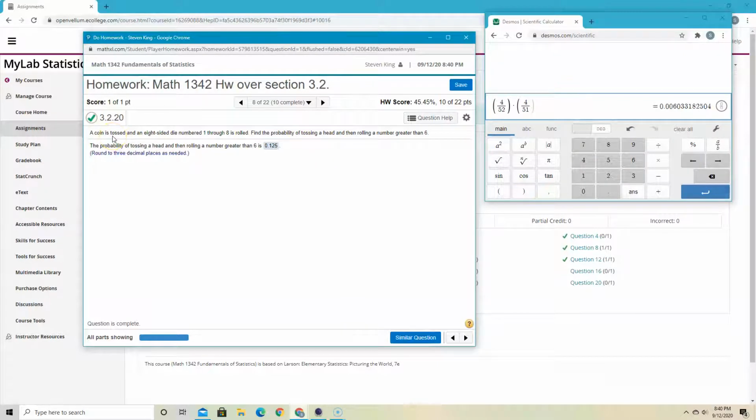So what's the first event? Not selecting a card, but toss a coin. And then the second event is you take an 8-sided die, an 8-sided cube with numbers 1, 2, 3, 4, 5, 6, 7, 8 on all the 8 sides. I mean, 1 is on one side and 2 is on another side, of course. What's the probability of tossing a coin and it landing heads up?